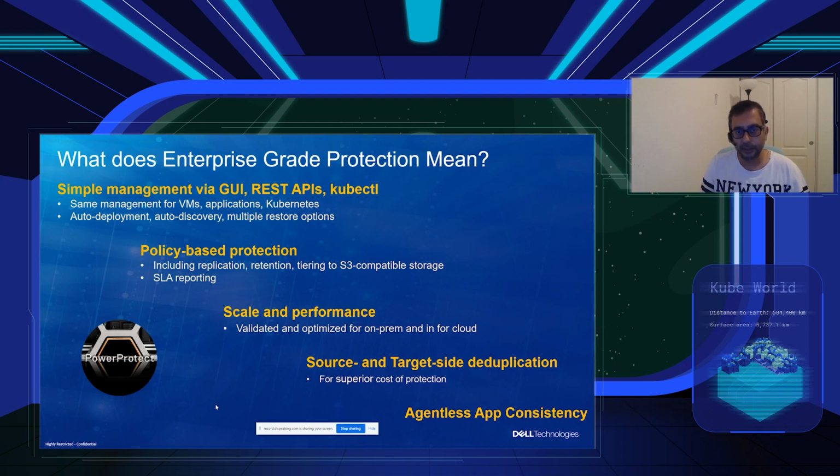The second major aspect, which is very important, is policy-based protection. A policy is a single definition that includes multiple aspects. Within a policy, you define how you want to replicate the data, how long you want to retain it, and if you want to tier it to a long-term archival solution like S3. You can also tie it to an SLA, so that if your backups are not being performed in the right backup windows, for example, then they will get reported. Similarly, during restores, you can have SLAs for that.